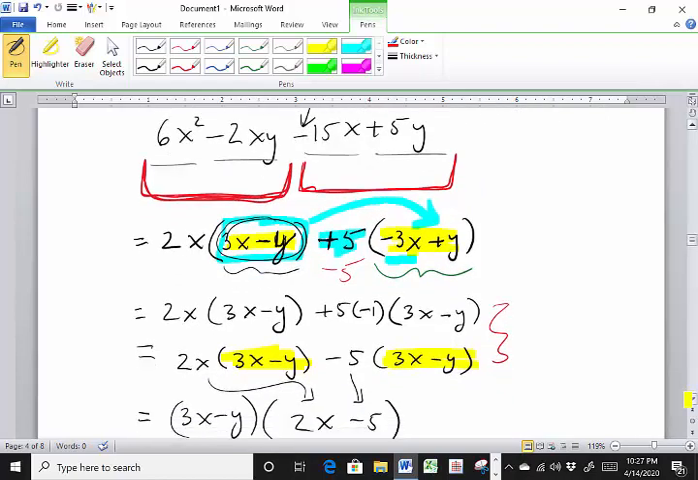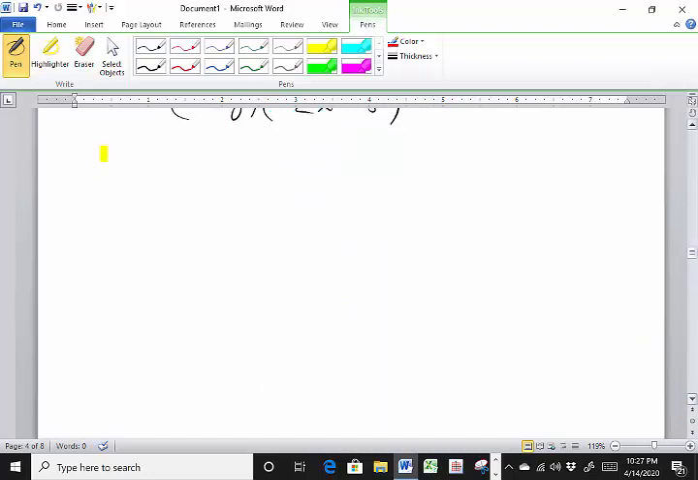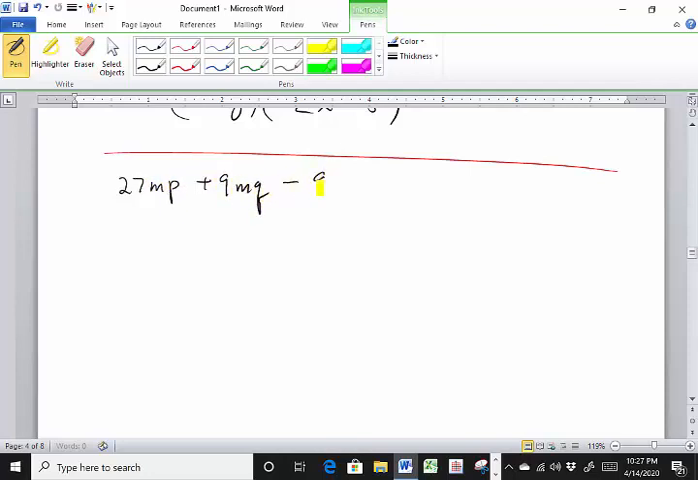Let's look at another example, factoring by grouping. And then we'll do a little bit more difficult one. So let me do one right here. Let's say it's 27mp plus 9mq minus 9np minus 3nq. Like I said, usually you would start out saying group these two together and group these two together.